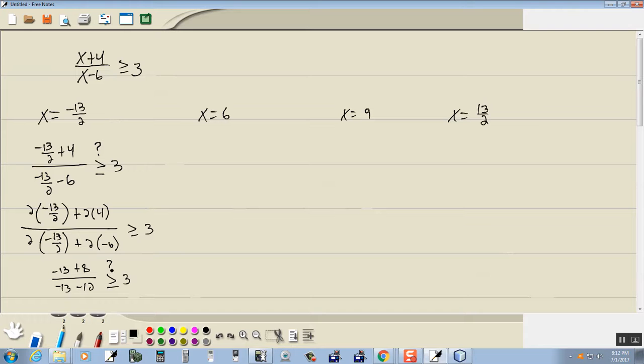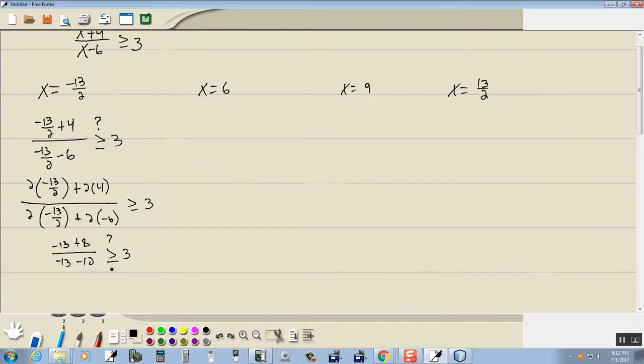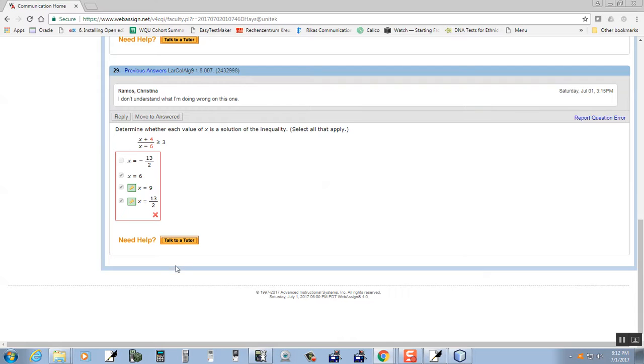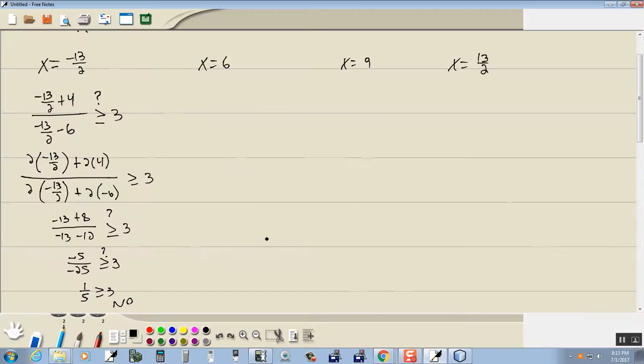Again, this is a question mark. We're wondering if that's greater than or equal to 3. Negative 13 plus 8 is negative 5. Negative 13 minus 12 is negative 25. These negatives cancel, and that gives us 1/5 is greater than or equal to 3, which is not true. So it's not a solution, so we didn't mark that.